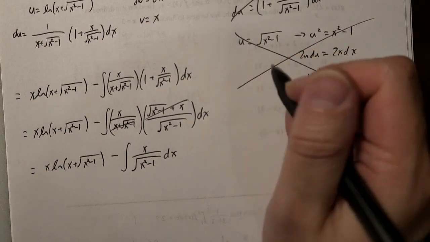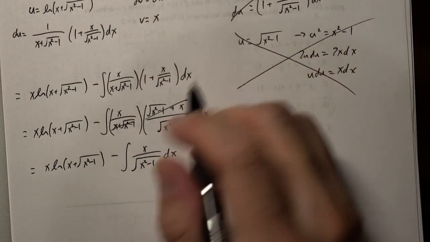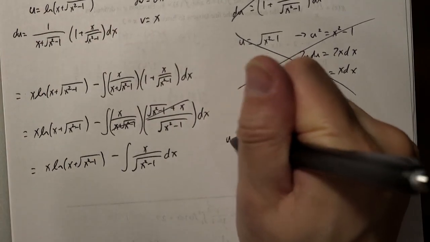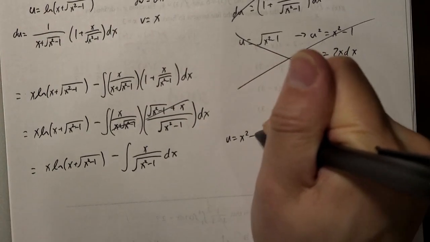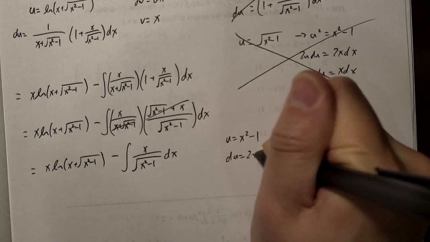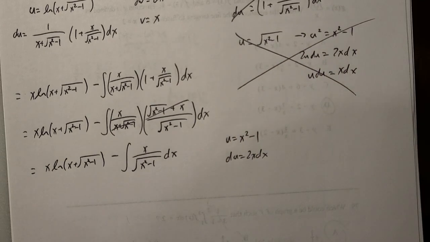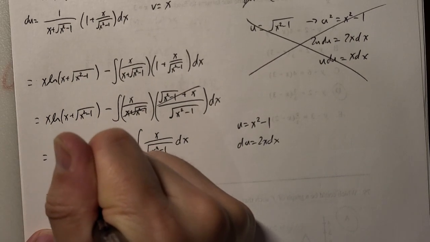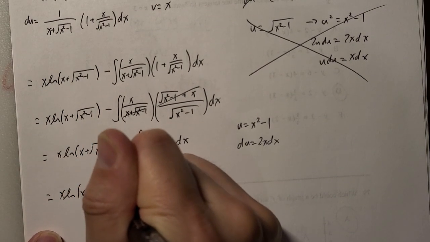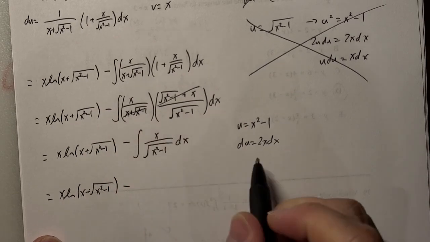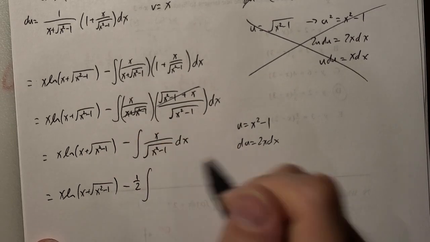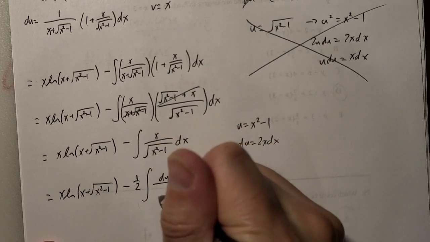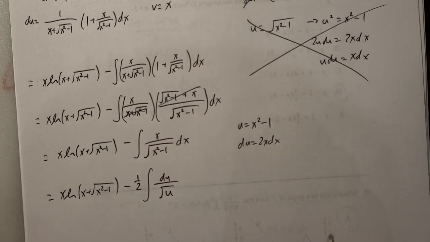We can use u. We didn't use u anywhere yet. This is just using the definition. So let's use u. u is x squared minus 1, du is 2x dx. Okay, so we get x ln of x plus square root of x squared minus 1 minus, we get half integral of du over square root of u.